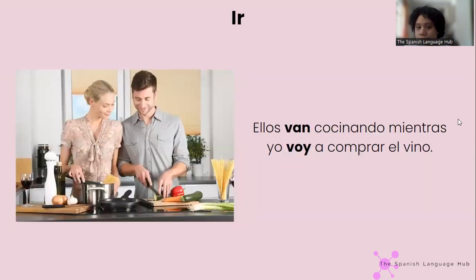Ellos van caminando mientras yo voy a comprar el vino. This is another way to use ir, all right? Like something is going to be happening while you go do something, okay? Ellos van caminando mientras yo voy a comprar el vino. They are going to be walking while I'm going to buy the wine.